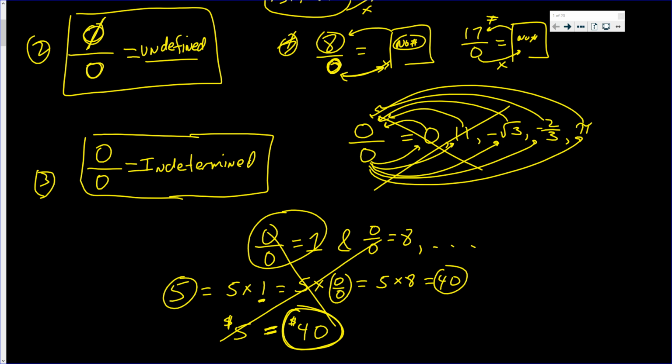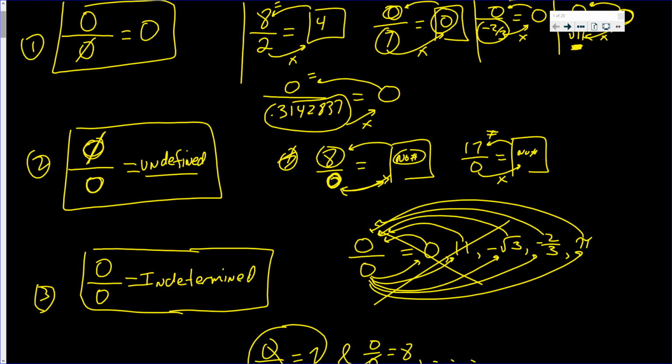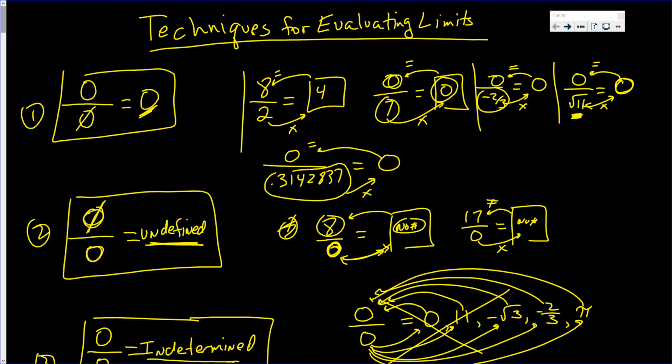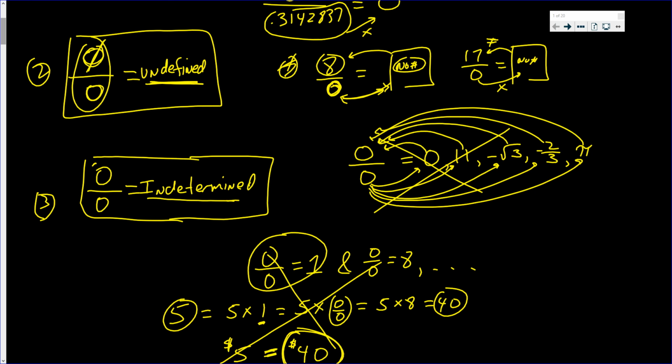With respect to limits, whenever you get 0 over not 0, you're done. The limit is 0. Whenever you get not 0 over 0, you're done. It's undefined. Whenever you get 0 over 0, which means indeterminate, you need to do something to determine it. And this is after direct substitution. That is, after direct substitution, you get 0 over not 0, not 0 over 0, or 0 over 0.